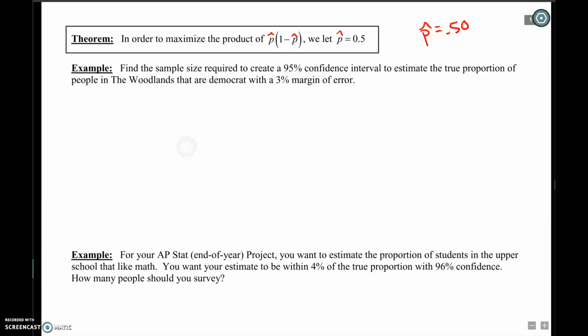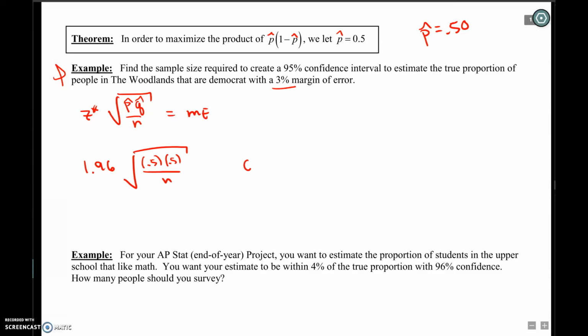So let's do this actual example here. Find the sample size required to create a 95% confidence interval to estimate the true population proportion of people in the Woodlands that are Democrat within 3%. So, the square root of p hat q hat over n, times my z crit, is equal to my margin of error. If I want 95%, my z crit is 1.96. If I want to be conservative, I'm going to put in 0.5 for my p and 0.5 for my q. And I want my margin of error to be 3%.